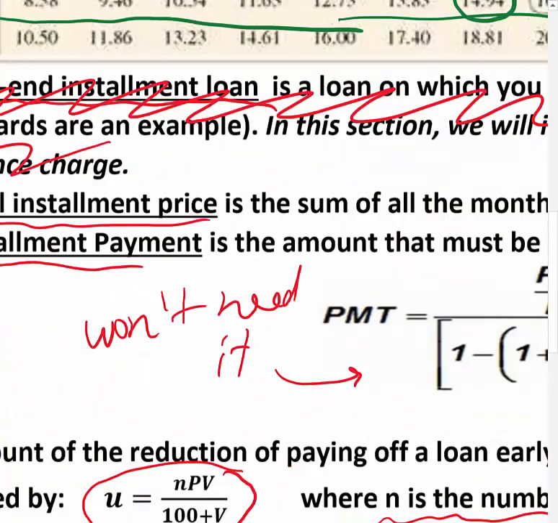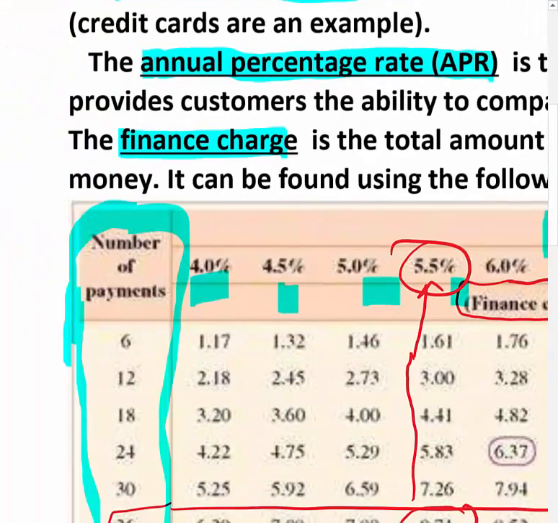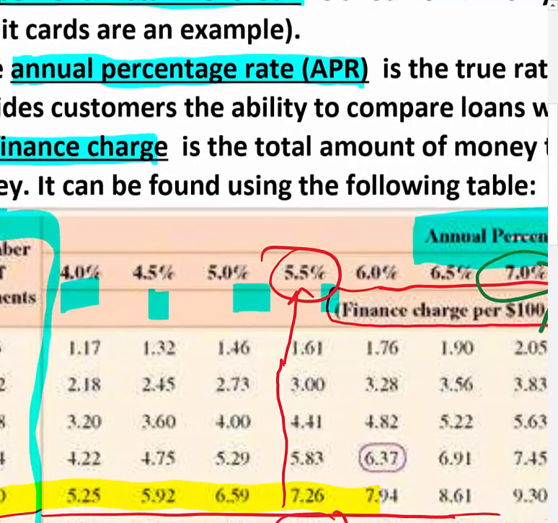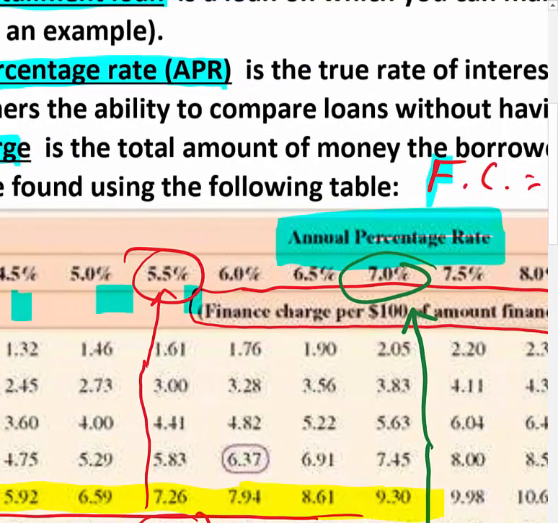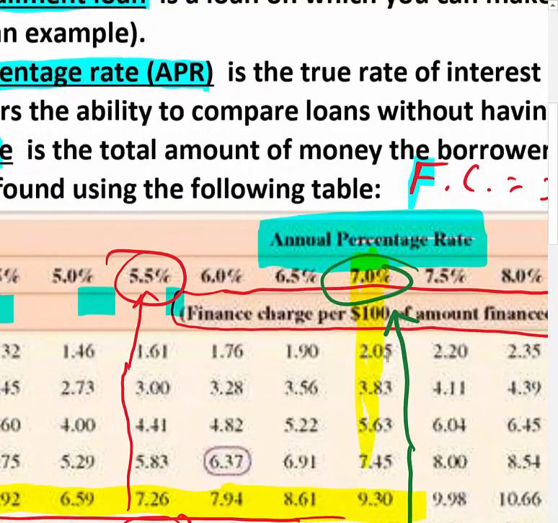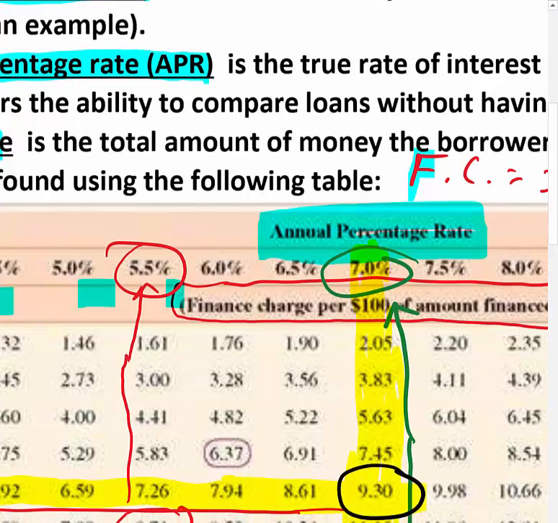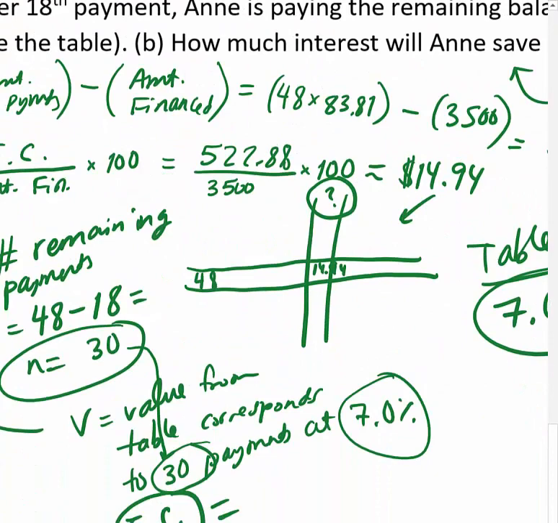Where's that? Maybe I should use a different color here, because I've got a lot of colors going on. Okay, 30 is the row we want, because there were 48 monthly payments, but she's already made 18 of them, so there are only 30 left. I want to match it up with the column that has the APR we found in the previous part. Looks like 9.30. That's the finance charge per $100. That's the value we're missing, and that's the V they're talking about.